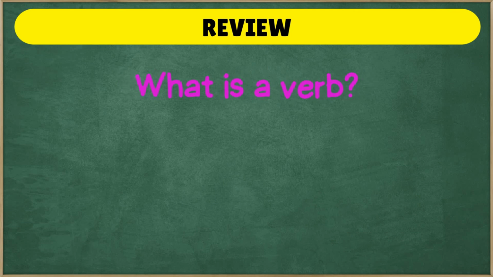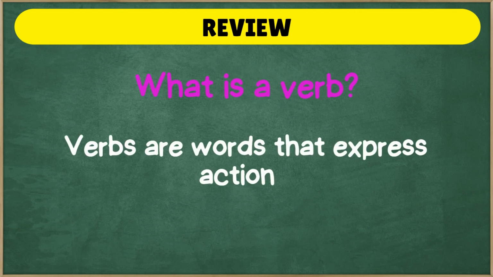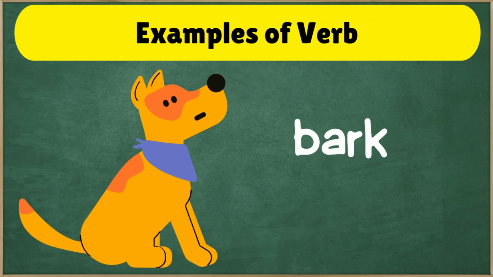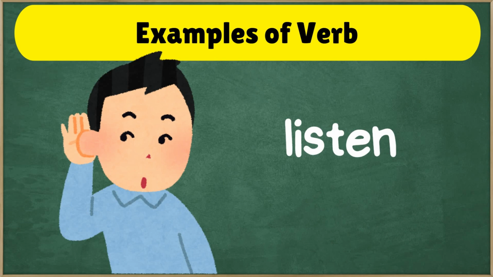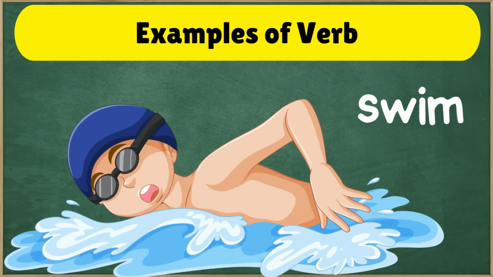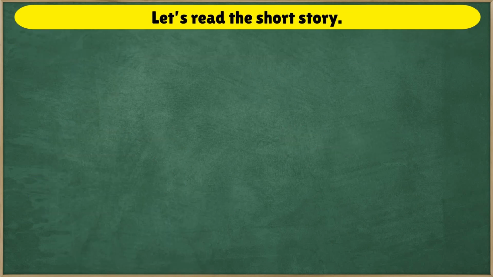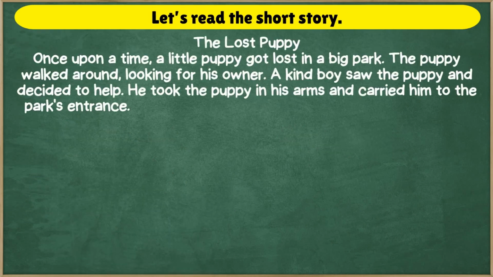What is a verb? Great! Verbs are words that express actions. Can you give some examples of verbs? Good! Some examples are cook, bark, listen, swim, and speak. Now, let us read a short story and answer questions about it.